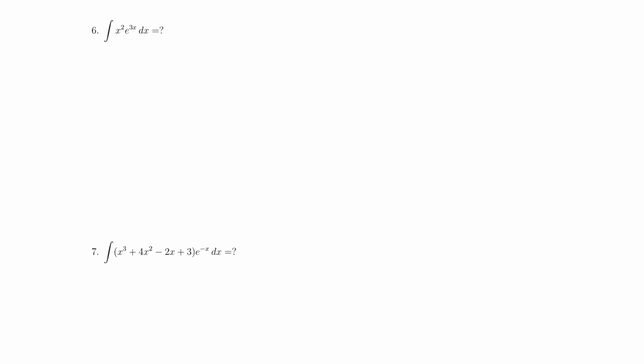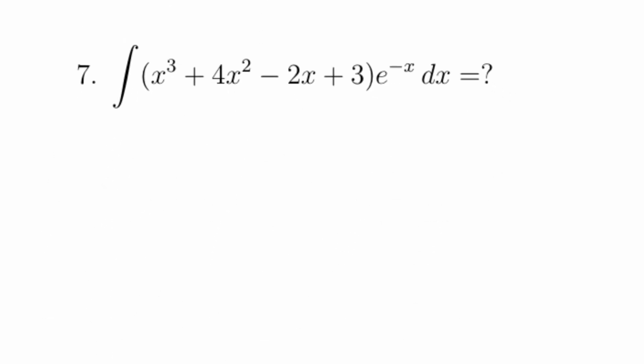What do we notice about these guys first of all, though? Just looking at them. This top one, 6, says x squared e to the 3x. 7, which is underneath it, is x cubed plus 4x squared minus 2x plus 3, times e to the minus x. What do you notice about these guys? It's a product, right? It's a composition, but the derivative of this guy does not equal this. Are you with me? So that means we need integration by parts.